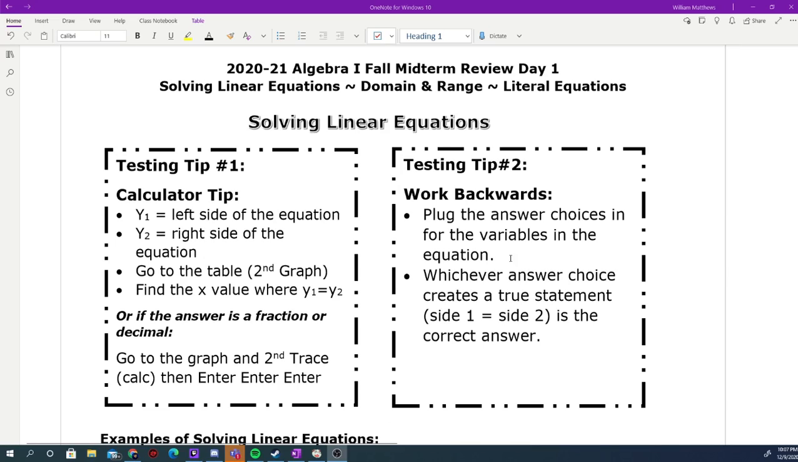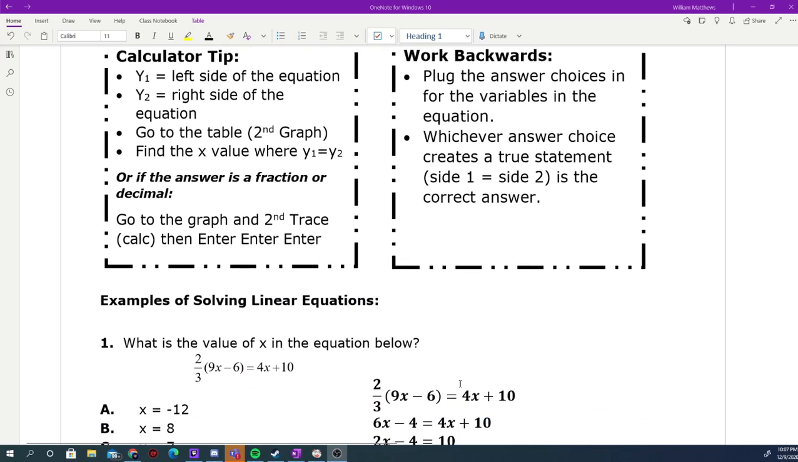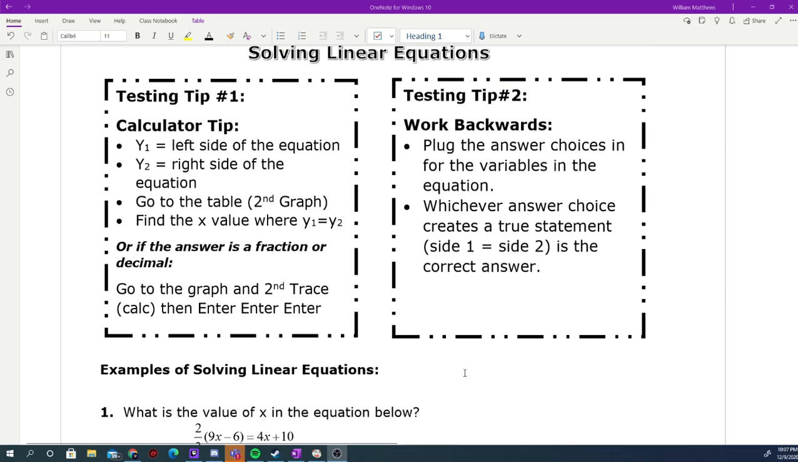Testing tip 2 is to work backwards. For the most part, on tests, you'll be given multiple choice. You'll always have that opportunity to take the answer choices and plug them in for your variables. You want to see if it creates a true statement when comparing each one to know if your answer is correct. If it is a false statement, then you know that answer does not work. Now into the actual work. If you're not going to use these two test tips, we can go into the logic behind it.